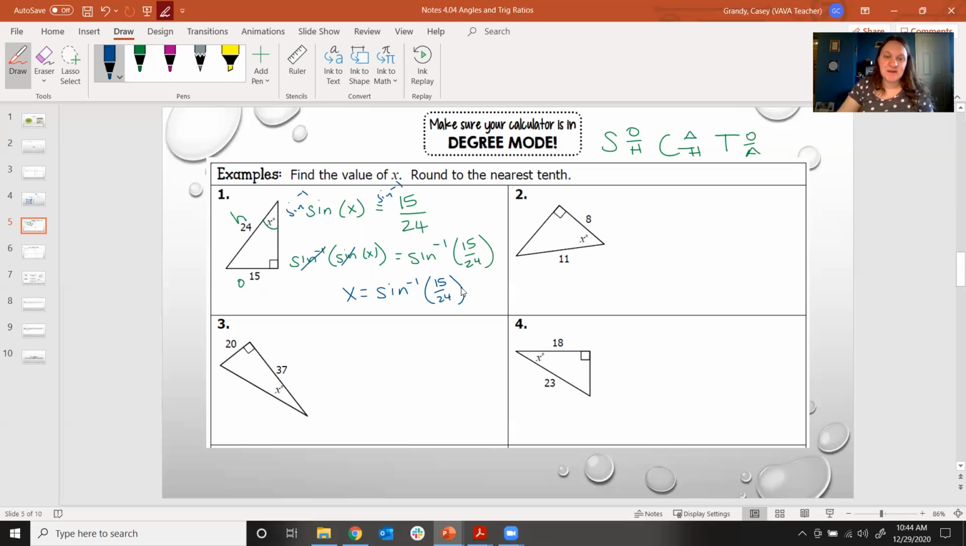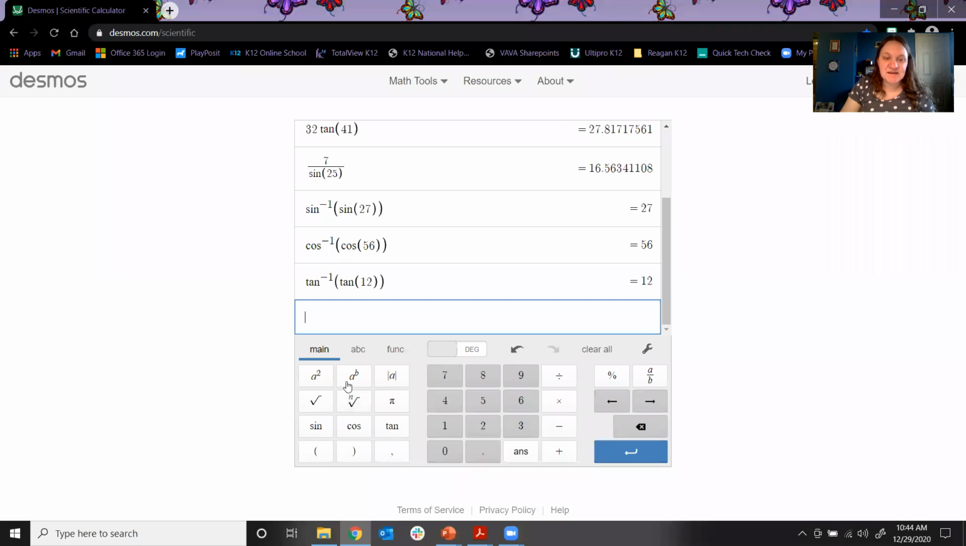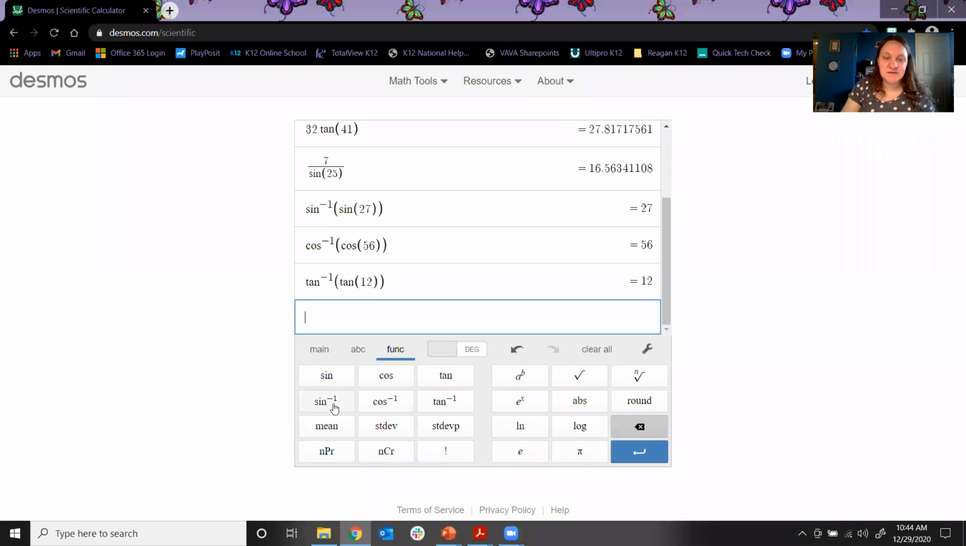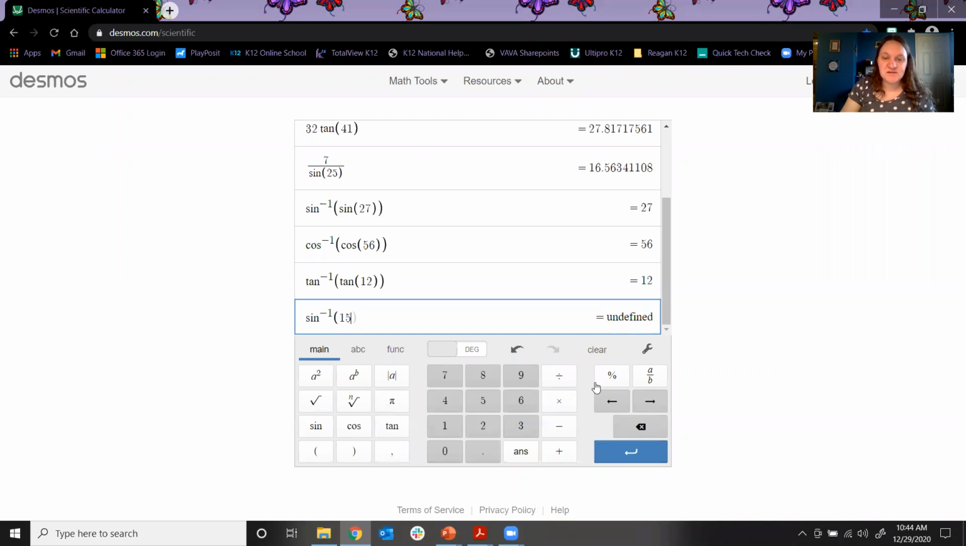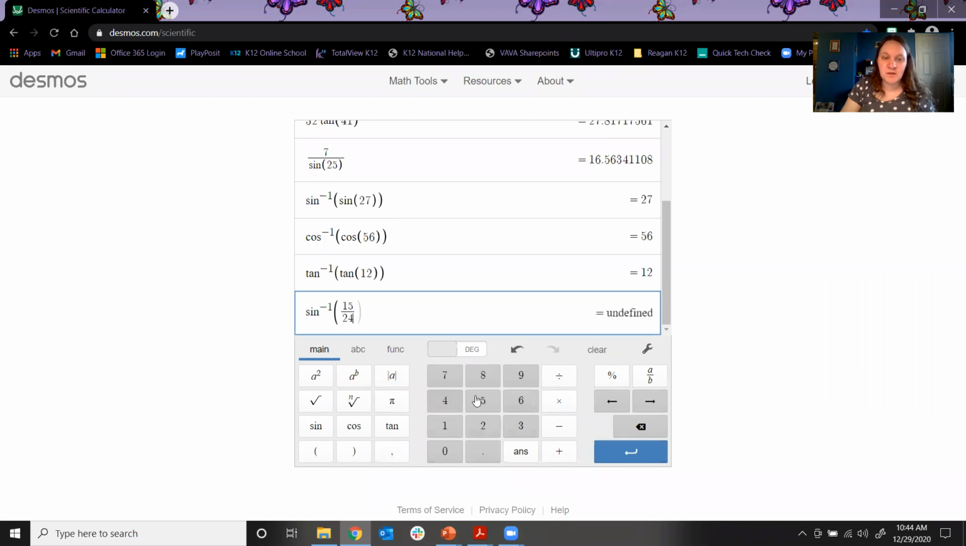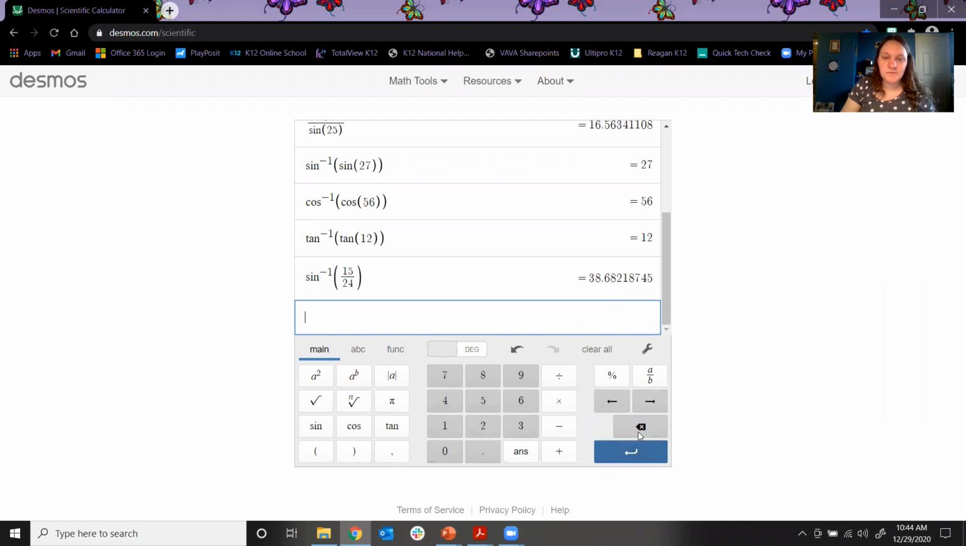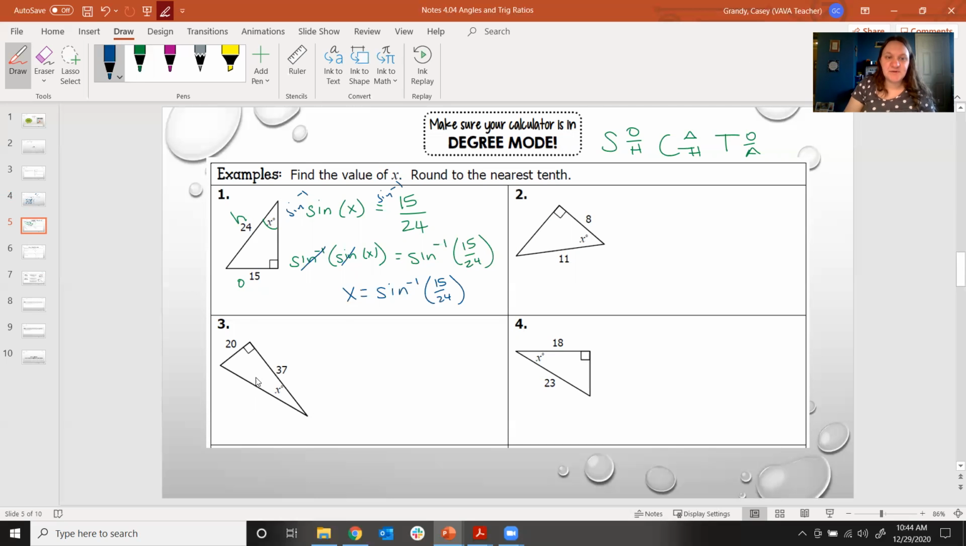And that's what I'll type in my calculator, again, in degree mode. So sine inverse 15 divided by 24. 38.7. So x is about 38.7 degrees.